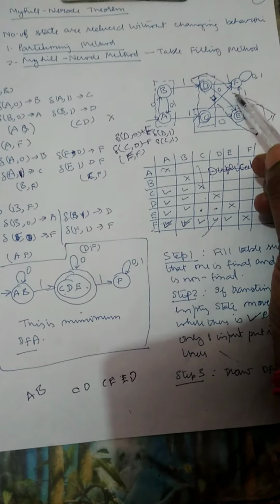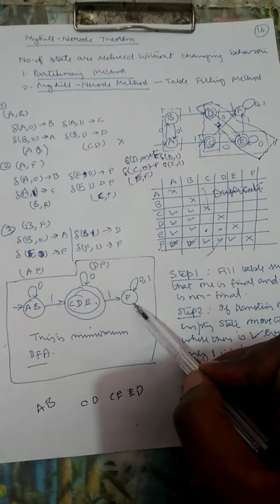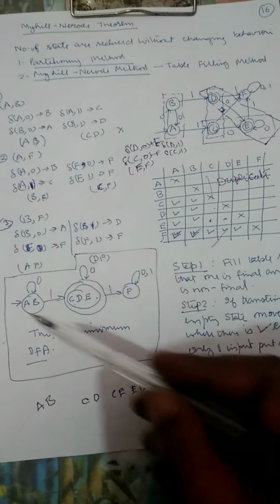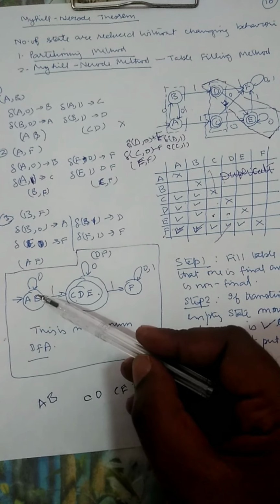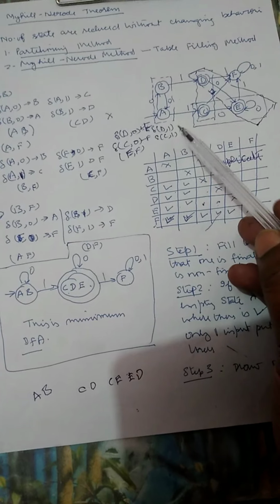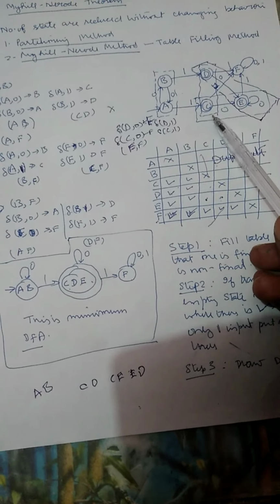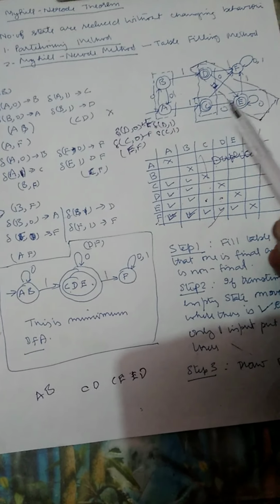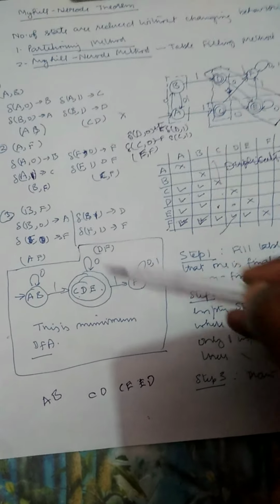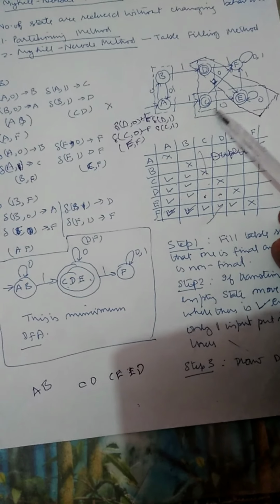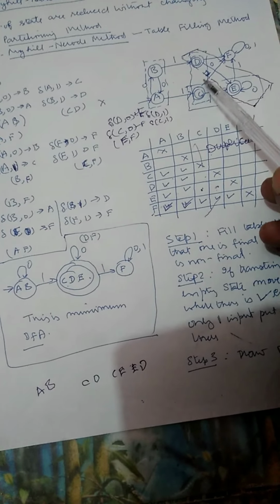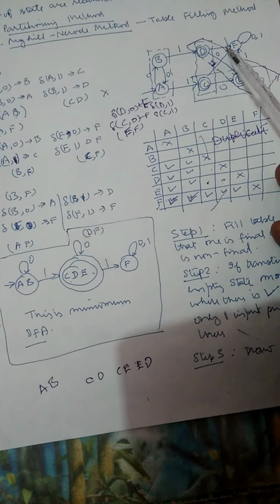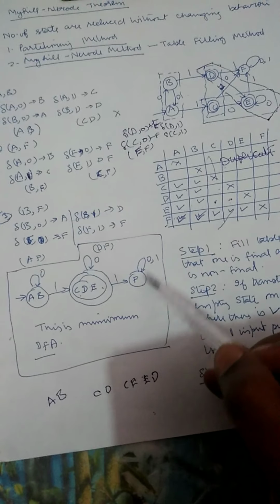Now AB on 0 will remain on itself. On 1 it goes to the CDE state. CDE on 0 will remain on itself, and on 1 you can check here, it will move to F. F on 0 and 1 leads to F.